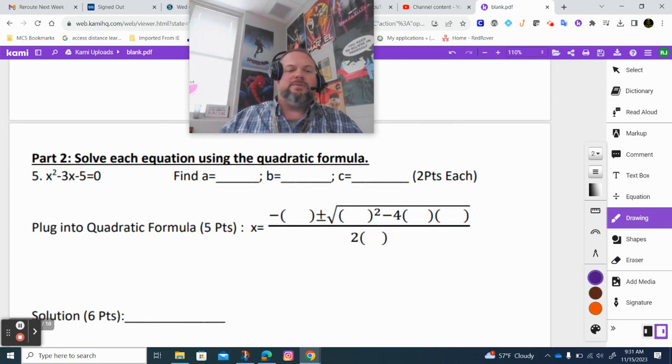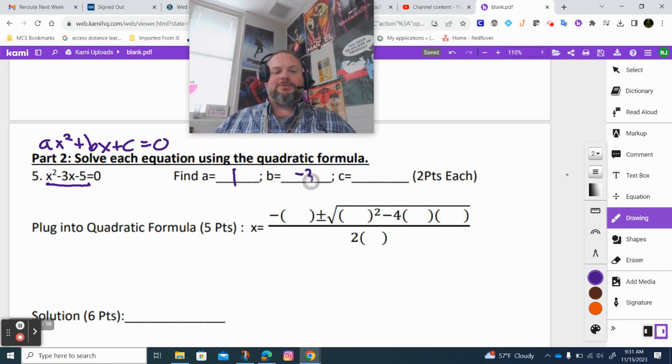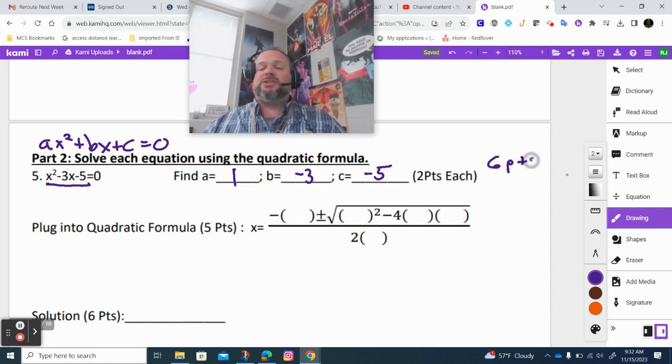All right. So for number 5, this is our problem. It's already set up in our ax squared plus bx plus c equals 0. I wrote it down again. So what is our a value? Exactly. It's 1. What is our b value? -3. And our c value is -5. So again, you get 6 points right here just for doing that.